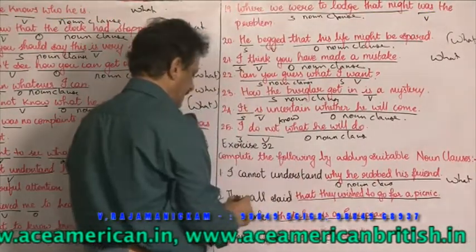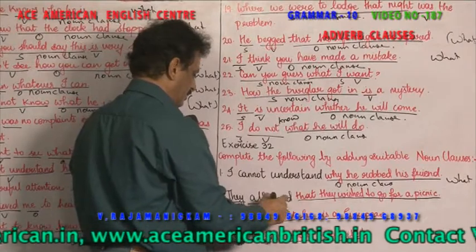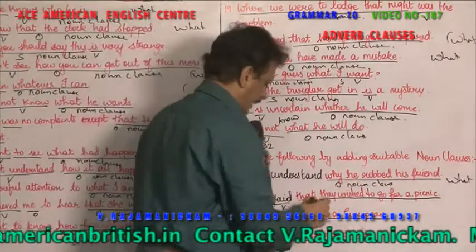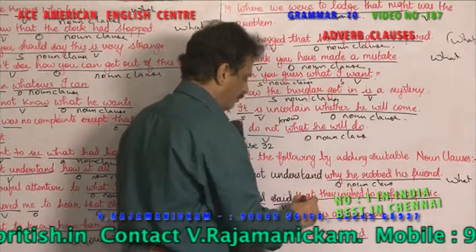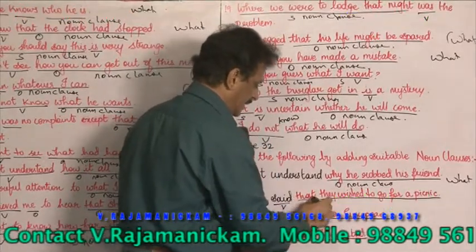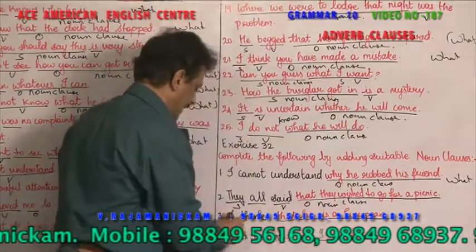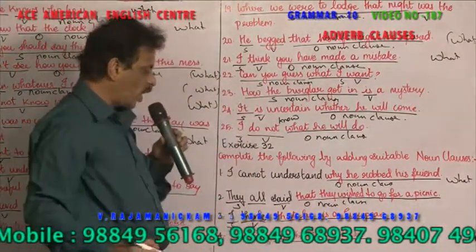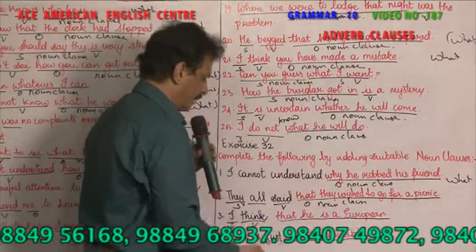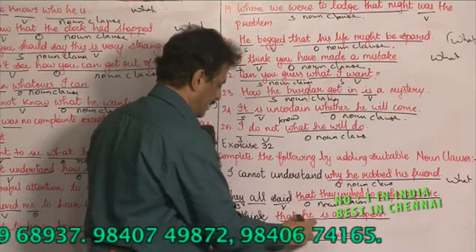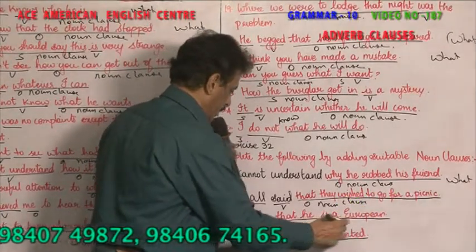They all said: they is the subject. They all said is the verb. They all said what? That they wish to go for a picnic. So, that they wish to go for a picnic becomes an object and it is a noun clause. I think: I is the subject, think is the verb. I think what? That he is a European. So, that he is a European becomes an object and it is a noun clause.